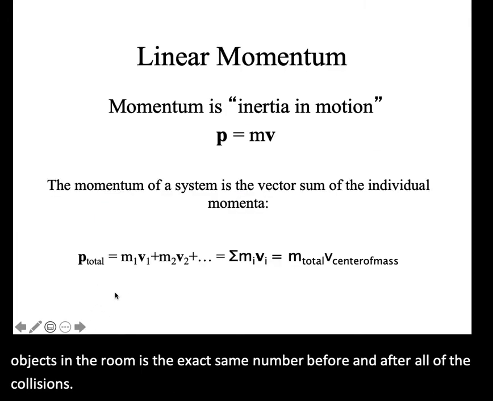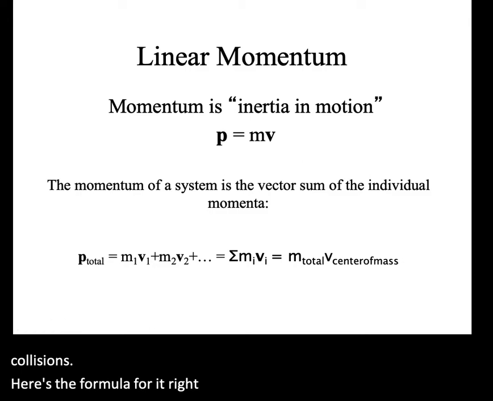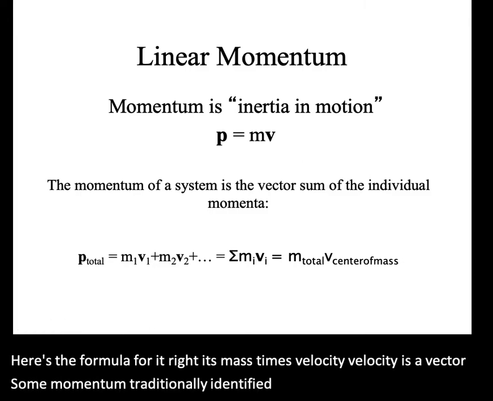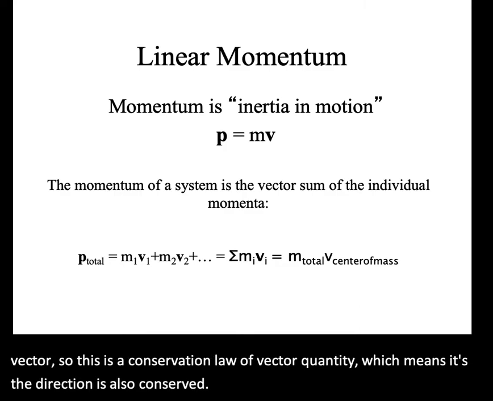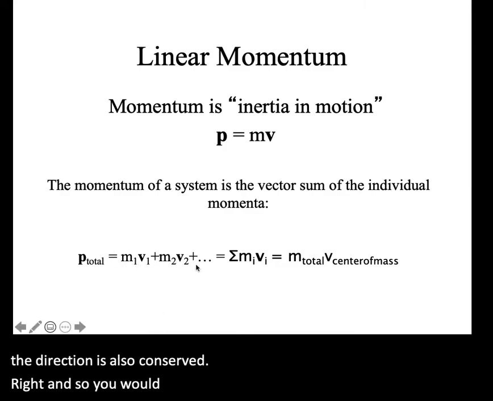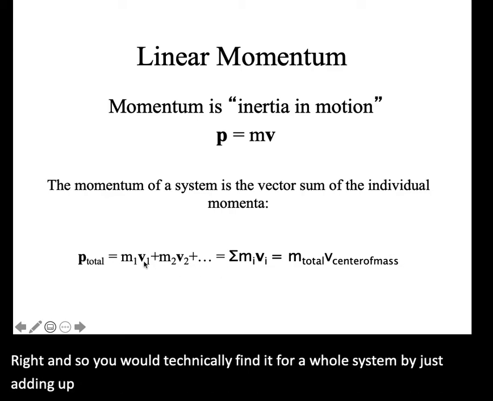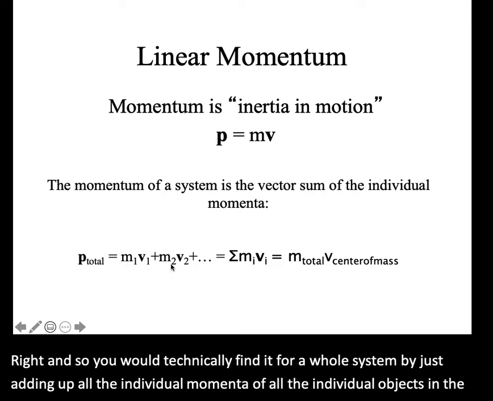Here's the formula for it, right? It's mass times velocity. Velocity is a vector, so momentum, traditionally identified with the letter P, is also a vector. So this is a conservation law of a vector quantity, which means the direction is also conserved, right? And so you would technically find it for a whole system by just adding up all the individual momenta of all the individual objects in the room. And it is that total that is conserved.